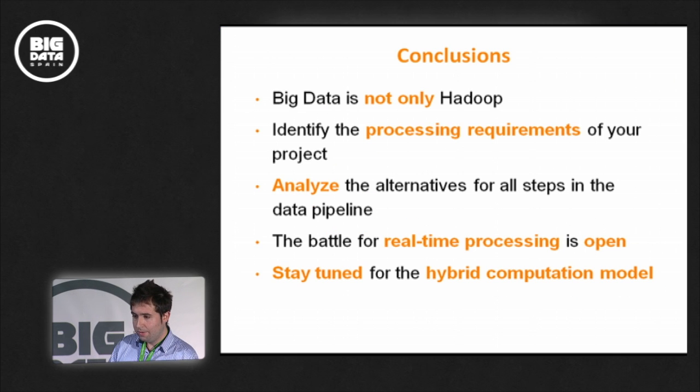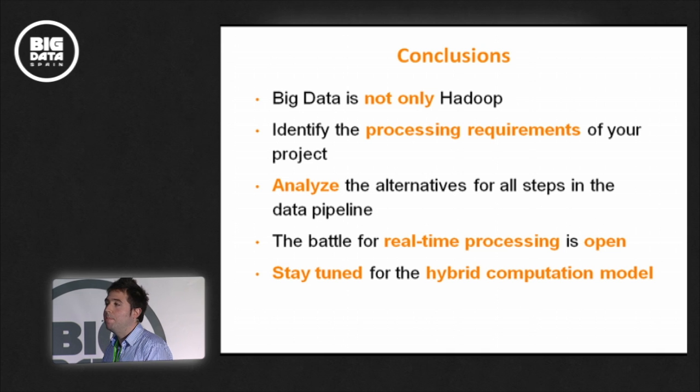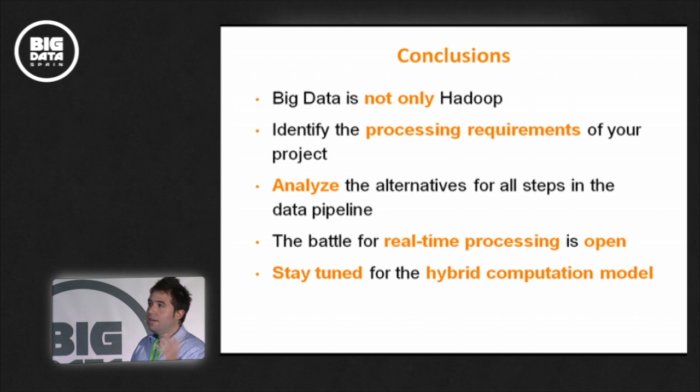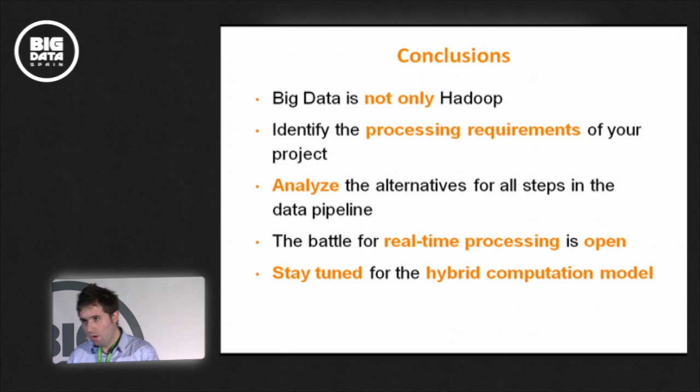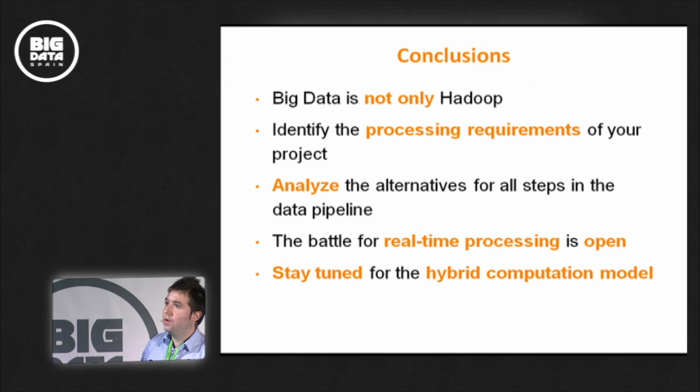Well, to conclude, the main conclusion of my talk is that big data is not only Hadoop. Batch processing is the most common processing paradigm, but it's not the only one. So, firstly, identify the requirements of your system in order to detect which processing paradigm you have to use. Once you know which processing paradigm you need, then analyze the different alternatives, which different technologies you can use in each pipeline step, because it will be better. It's not always using the same technologies that other companies are using. So please have this in mind.